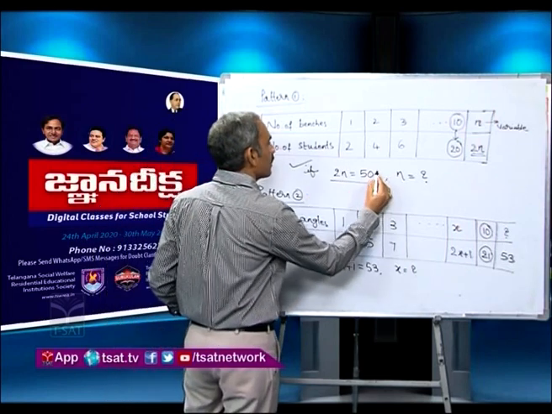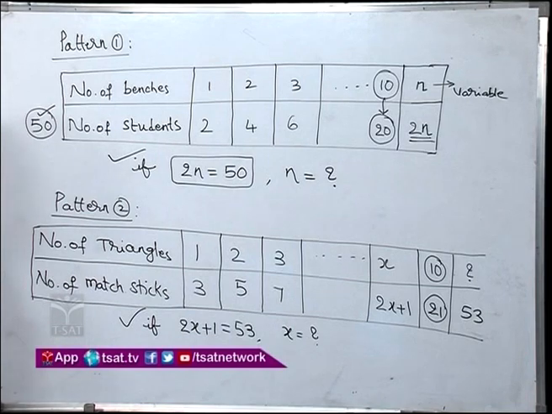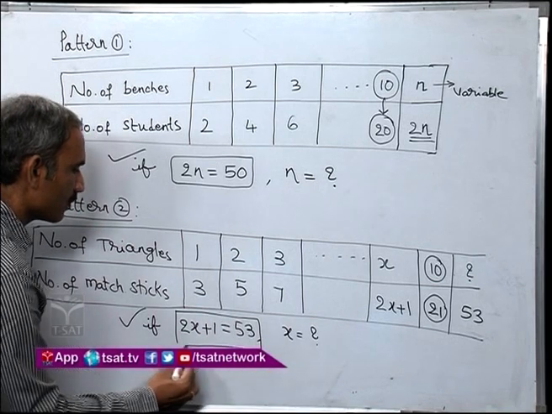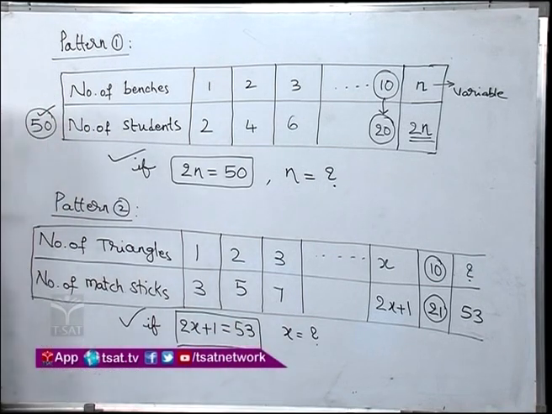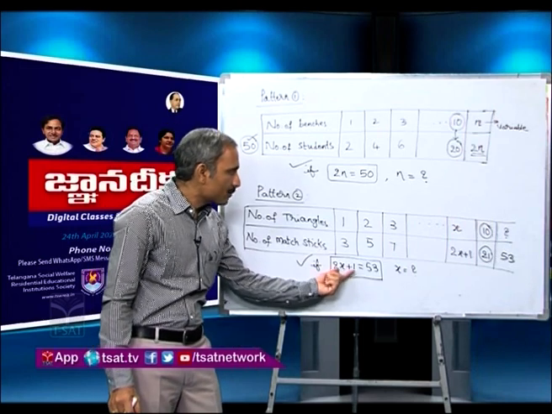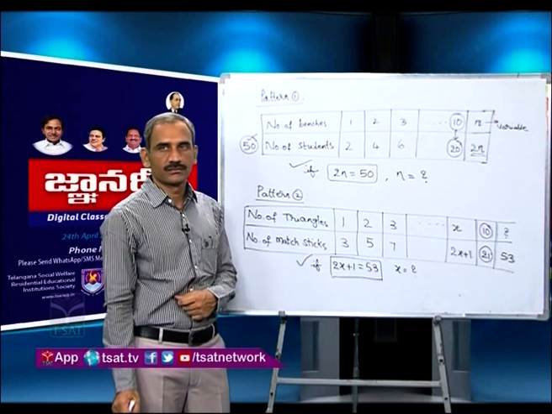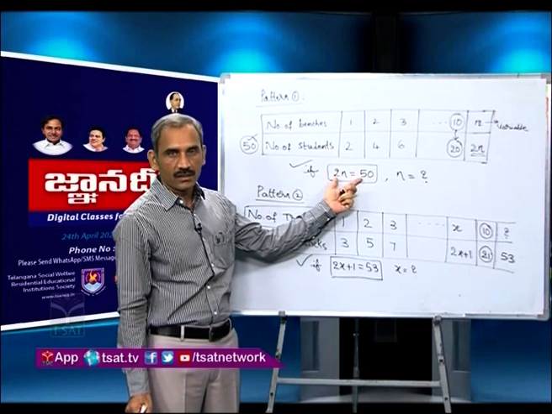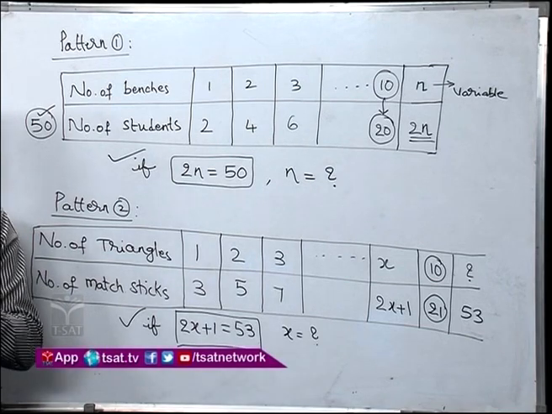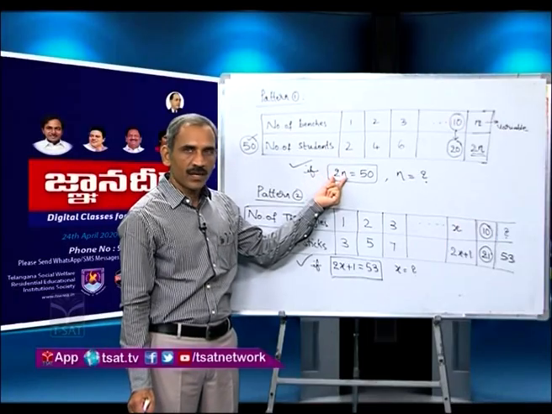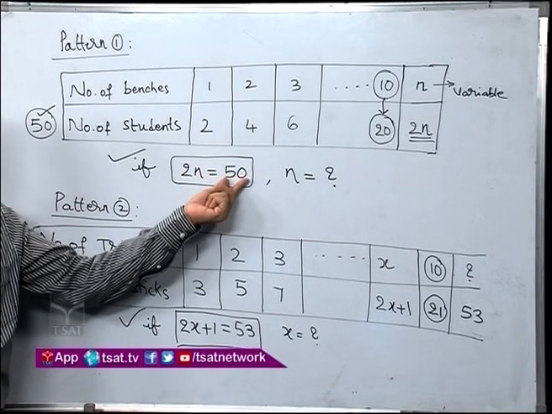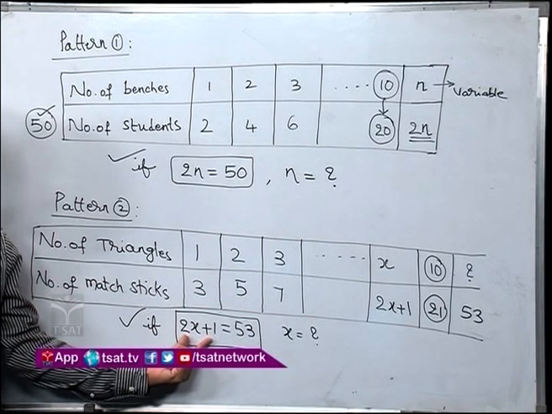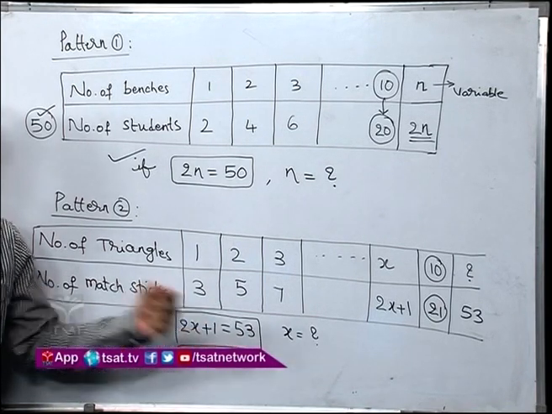Here this is a statement, 2n is equal to 50. In the same way, 2x plus 1 is equal to 53 is also a statement. If you observe these two statements, here you can find two expressions. These are mathematical expressions. This is an algebraic expression. This is a numerical expression. Here also 2x plus 1 is an algebraic expression, 53 is a numerical expression.